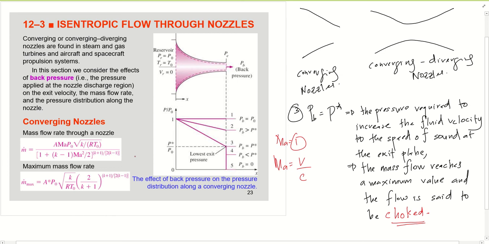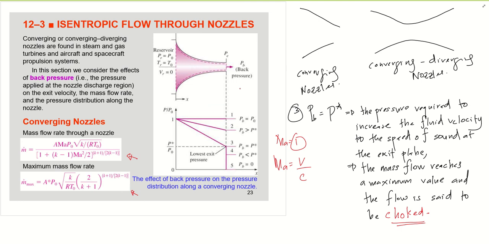For this converging nozzle, we can determine the mass flow rate through the nozzle based on this equation. Mass flow rate, or maximum mass flow rate, m dot max, is equal to this equation. That is how we relate it to the converging nozzle as we keep decreasing the back pressure.